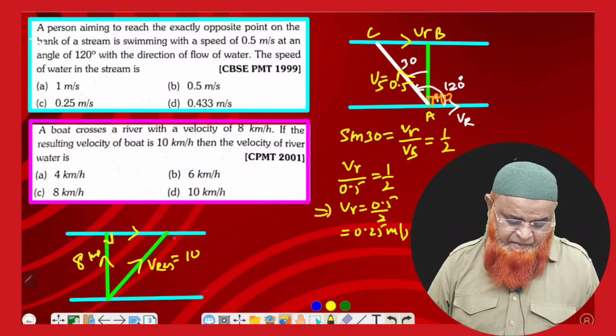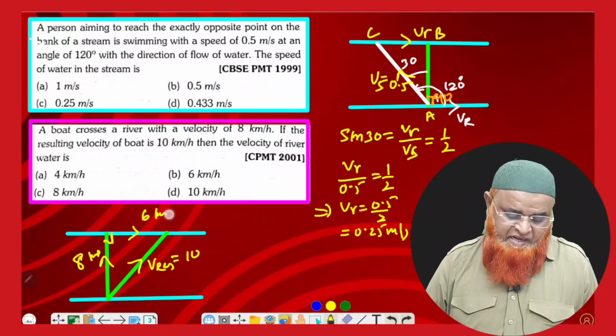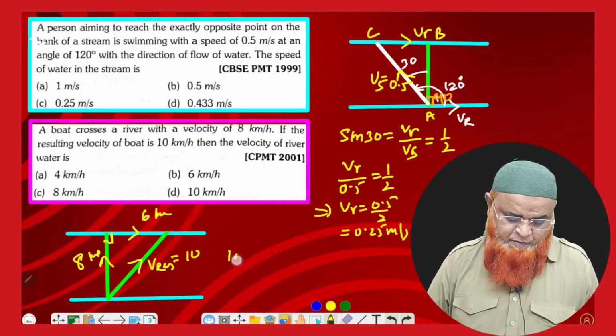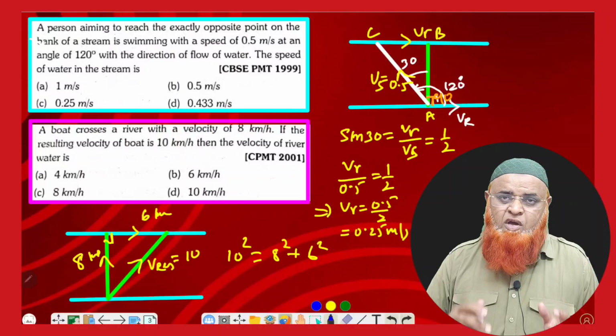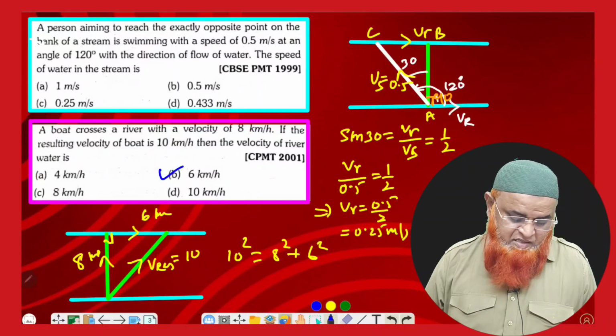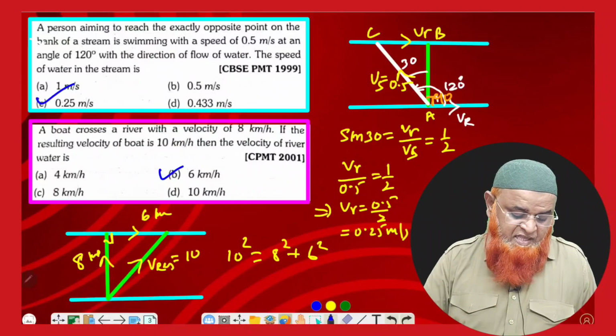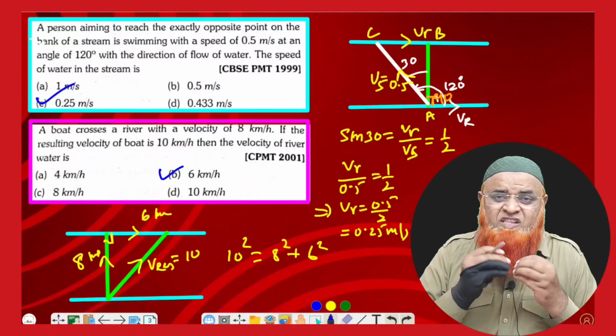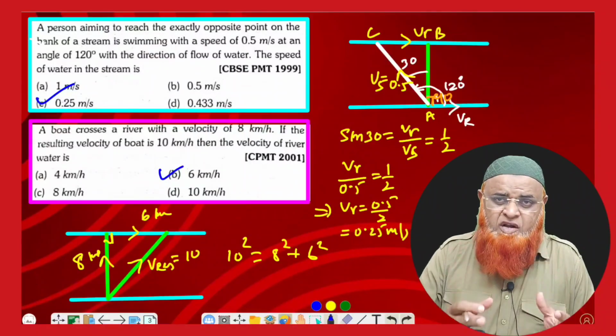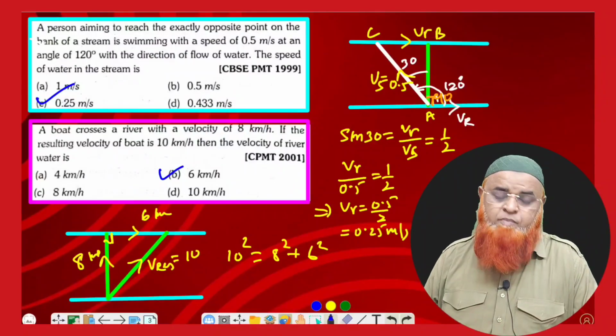According to Pythagoras theorem, 8 and 10 are there, means the next one will become 6 here. 6 kilometers per hour is going to be your answer, because you know 10 square is equal to 8 square plus 6 square. So without solving I have done this problem, and your answer in this case is 6, in the previous case is 0.25. So like this you have to decide whether it is a shortest time or shortest path. Hope you have enjoyed and understood the problem easily. Thank you.